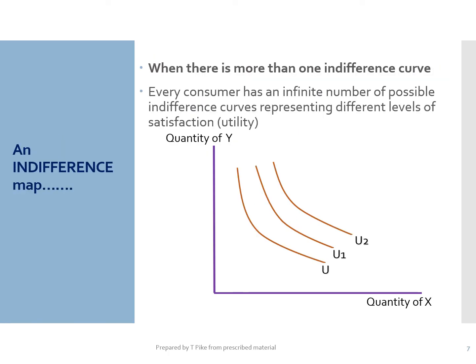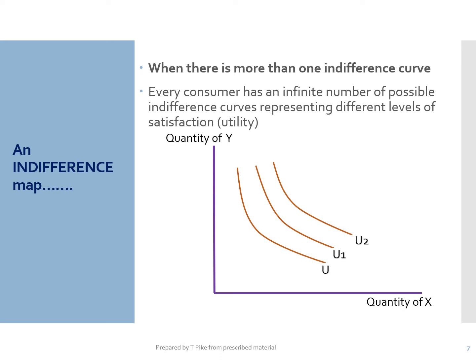When there is more than one indifference curve, we refer to it as an indifference map. That is one of your properties of indifference curves. What is important to understand at this point is that every single individual has an infinite number of possible utility curves. We could be on any of those utility curves. The question that we now are going to try and answer is what limits us.